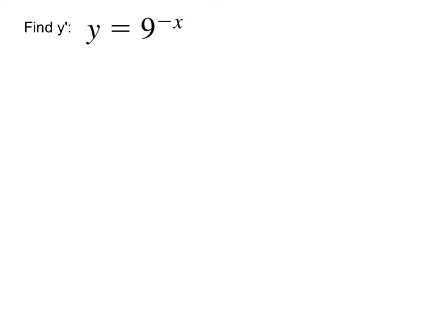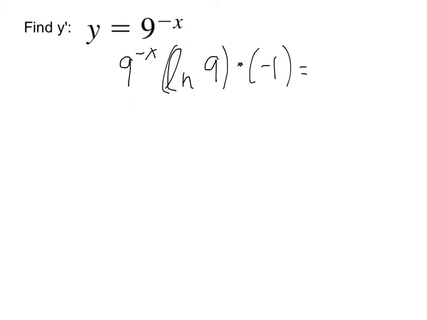Okay, well we know, again, derivative of the outside, so 9, leave the inside alone, to the negative x, times the natural log of 9. That's the derivative of the outside, leave the inside alone, times the derivative of the inside. Well, for negative x, the derivative is just negative 1. So this equals negative 9 to the negative x ln 9.